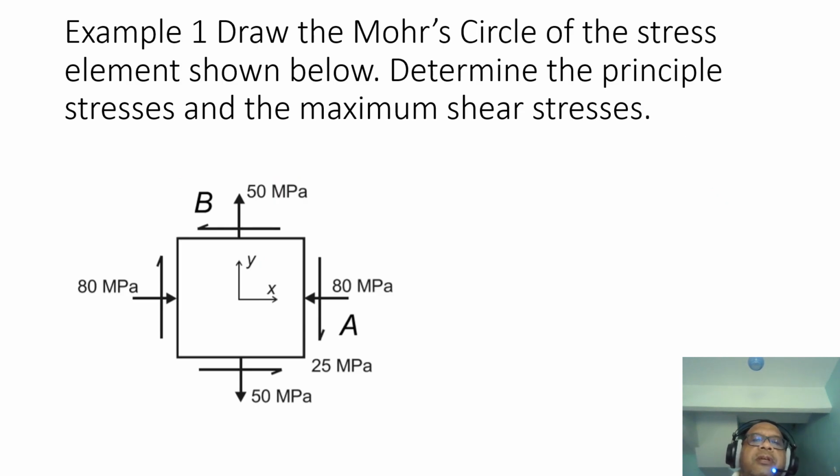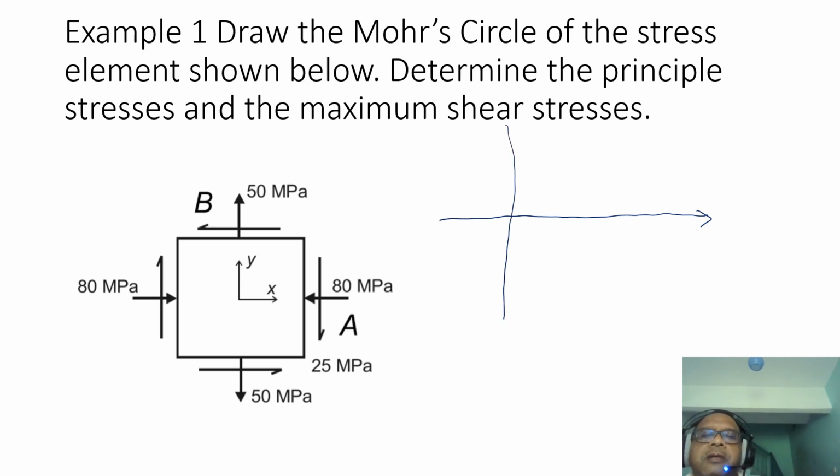So this is one example to draw the Mohr circle of the stress element shown below, to determine the principal stress and the maximum shear stress. If we follow the technique before, I will just draw. The first one is we draw the axis. So that is the sigma axis, and this is the tau axis.